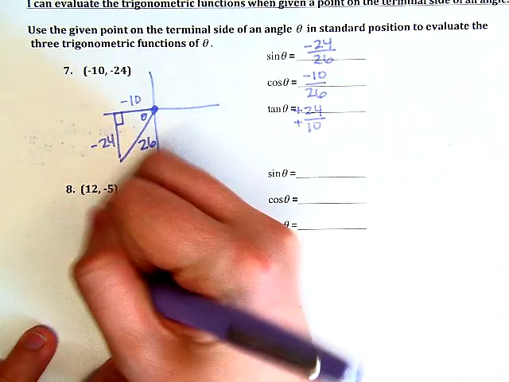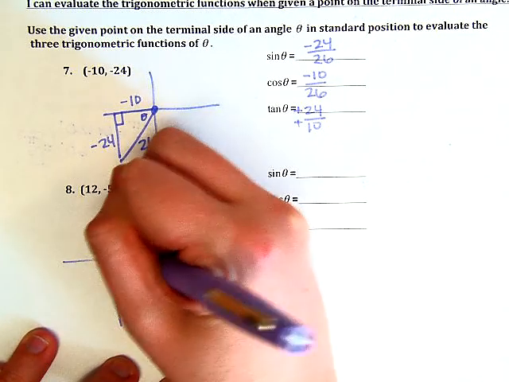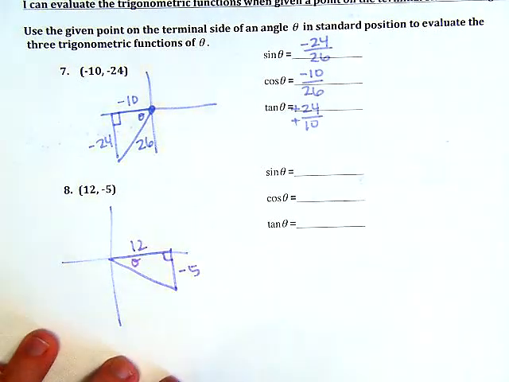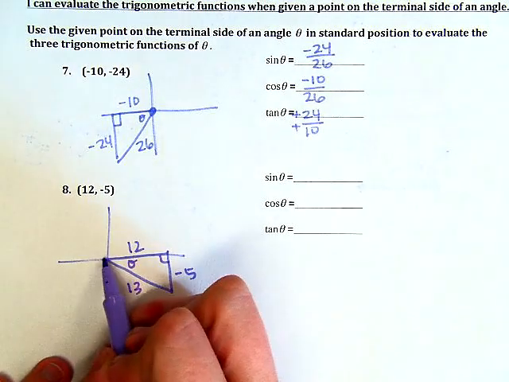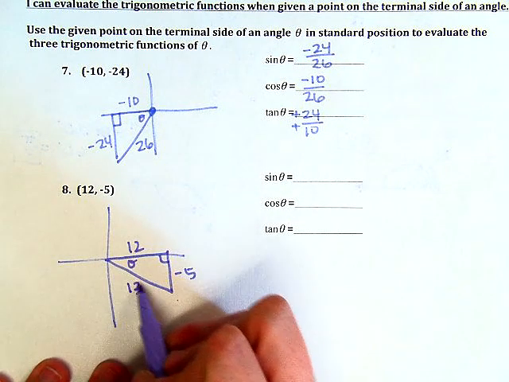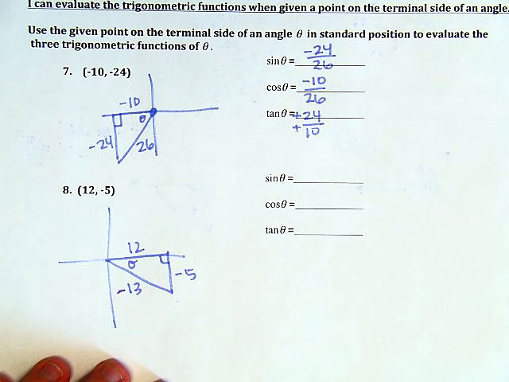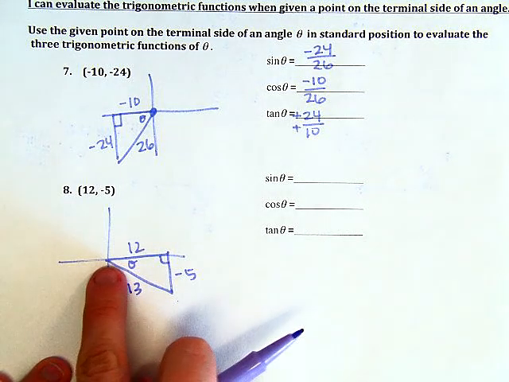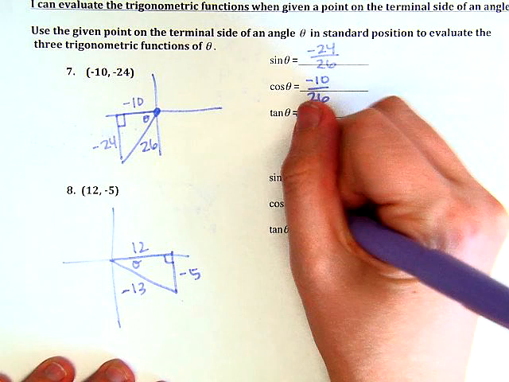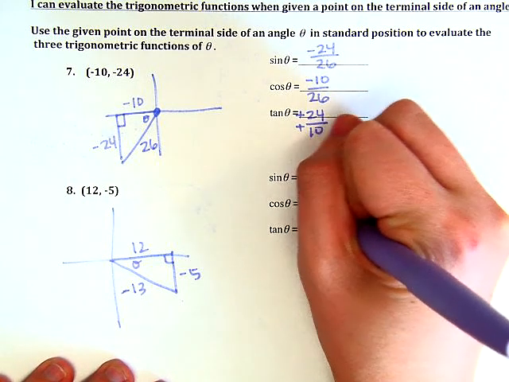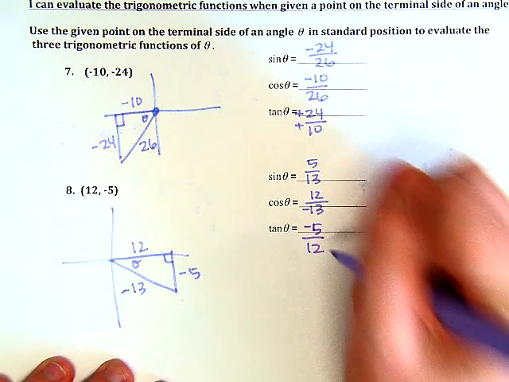One more. This one I go +12, -5. Put my angle in there. A squared, b squared, c squared gives me 13. If you look at that, it's going down. That line is down, so it's going to be -13. Then again, filling in sine, cosine, and tangent. Sine is opposite over hypotenuse, 5 over 13. Cosine is adjacent over hypotenuse. Tangent is opposite over adjacent.